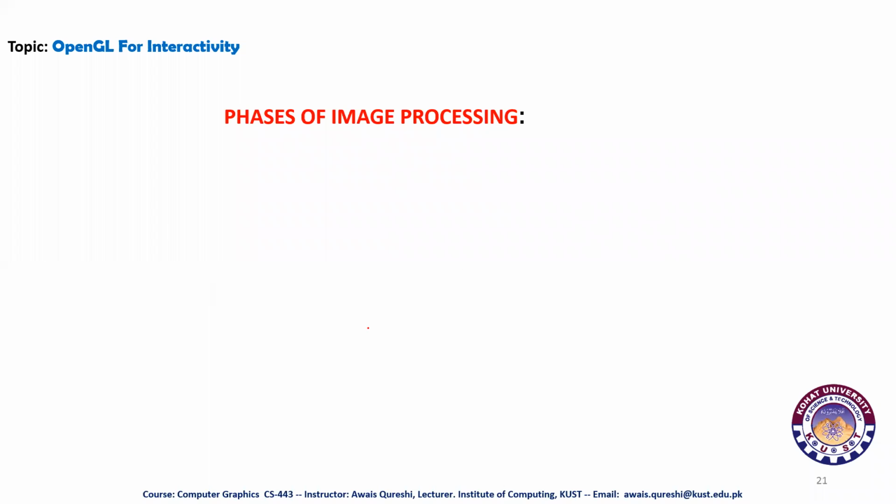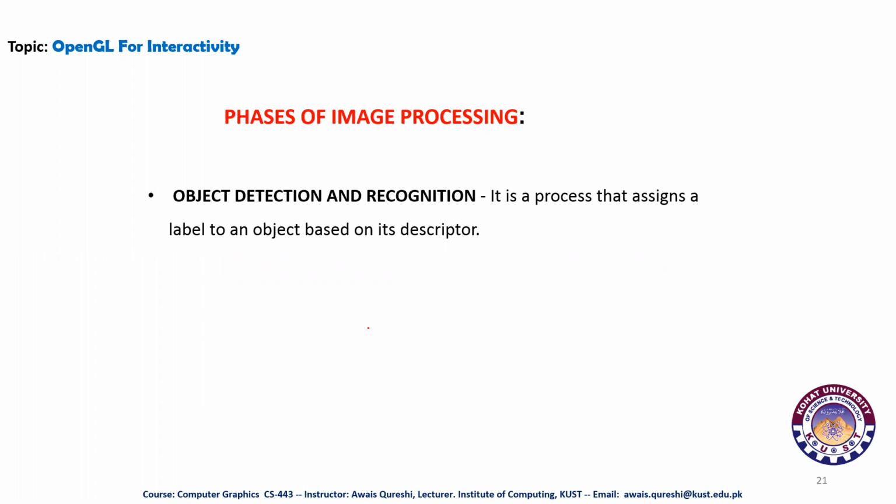Okay, so let's move on, and the final one is object detection and recognition. This is also a very relevant field in computer vision, in which we detect different objects via surveillance cameras and then recognize their activities. It is a process that assigns a label to an object based on its descriptor. So the computer assigns a label to an object based on its descriptor.